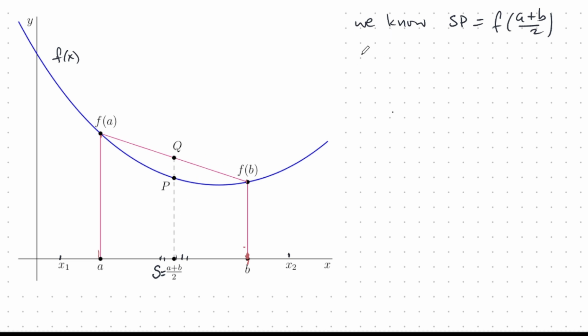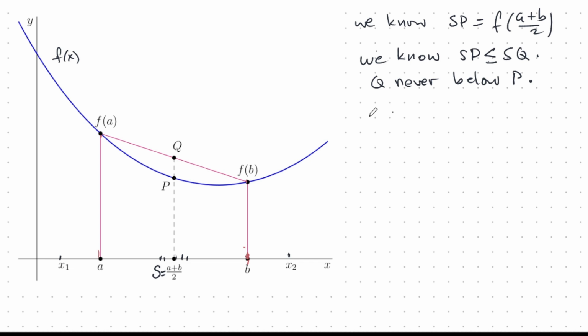But we know another thing, because we know from the definition of convex function that SQ is going to be bigger. Well, okay, I'll write it like this. SP is less than or equal to SQ. We know that this is true. Q is never below P, so SP is less than or equal to SQ. So Q never below P. This follows from what we talked about before.